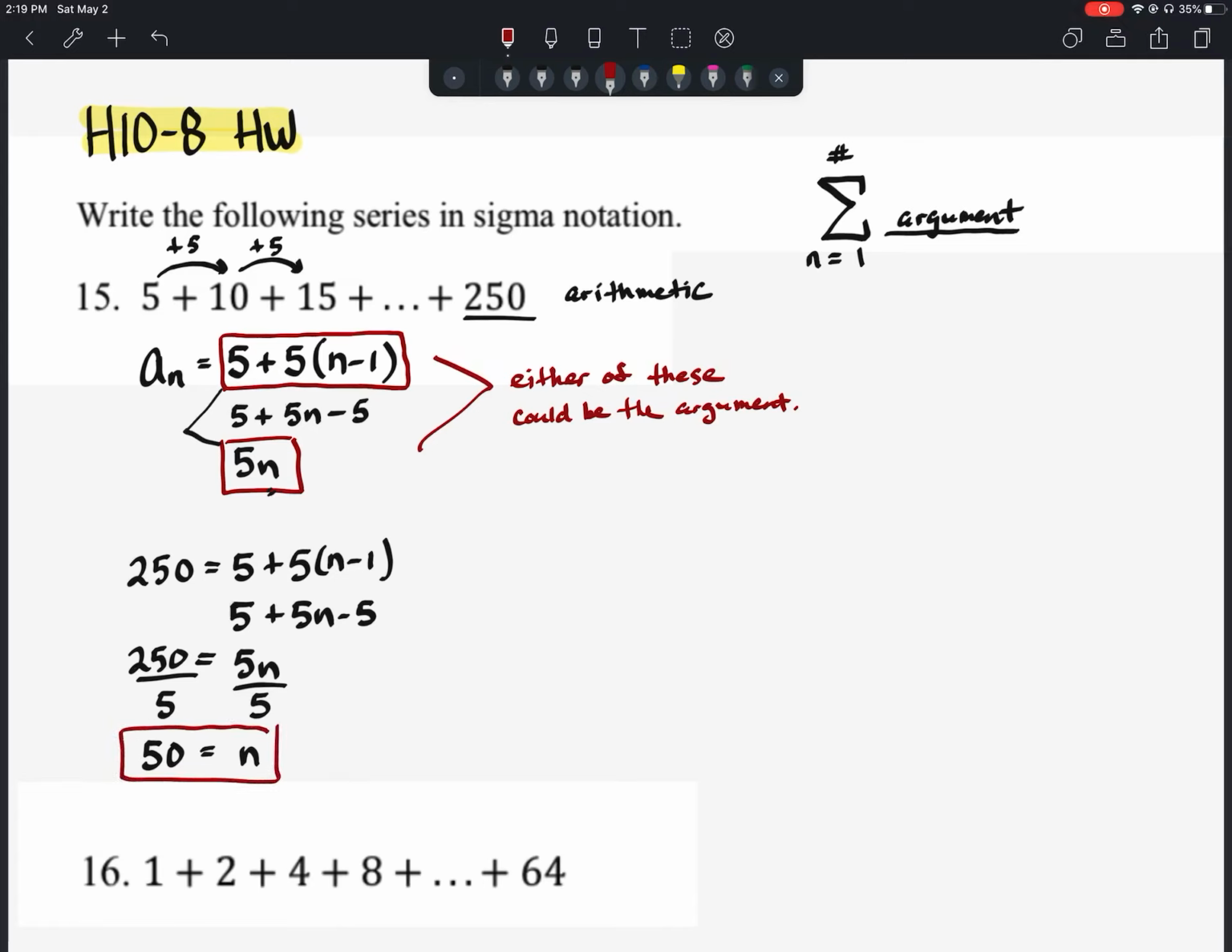So we will start out writing this out now. There's our sigma. We're going to use n in this one. So we're going to say it's going from our first term to our 50th term of the argument. In this case, you could write 5 plus 5 times the quantity of n minus 1. That one is correct. Or you could take this and do it as just 5n. That also works. Both of those answers would be correct.